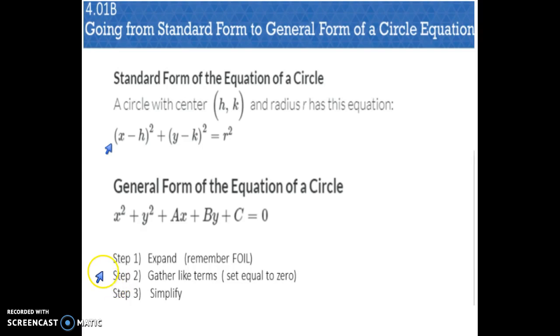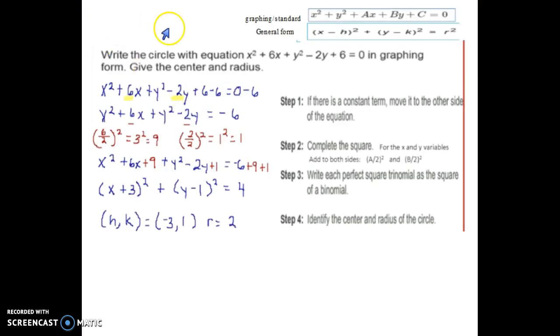You want to expand it. You want to gather your like terms and simplify, and I'll show you how to do that. Okay, so the first two questions on the quiz are going to give you the standard form or the graphing form of the equation, and they want you to find either the center or the radius. So remember, the graphing form is, oops, I got these backwards, don't know how. Let me fix that. That's the general form.